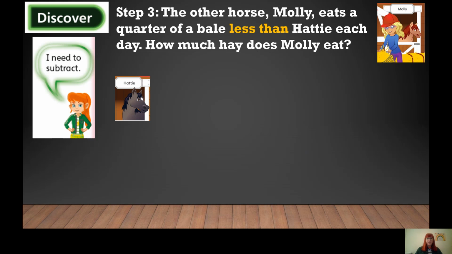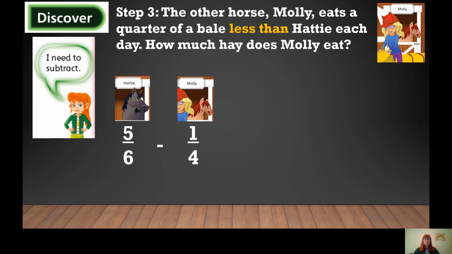Okay, let's have a look at the information. Hattie, remember? Hattie eats 5/6 of a bale of hay every day in total. And Molly apparently eats 1/4 less than that. So I'm going to have to subtract 1/4 from 5/6. In other words, 5/6 subtract 1/4.